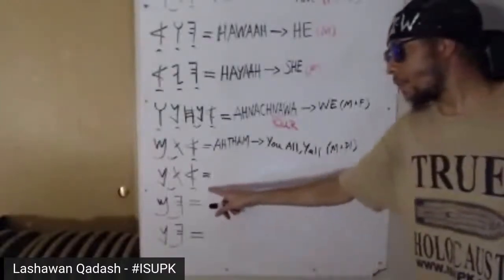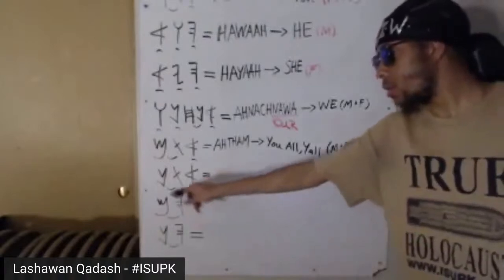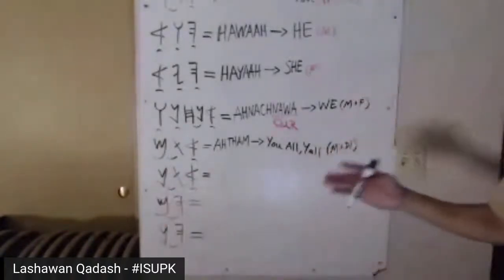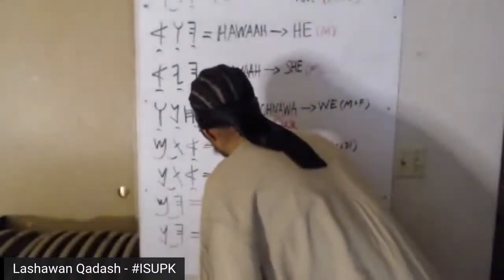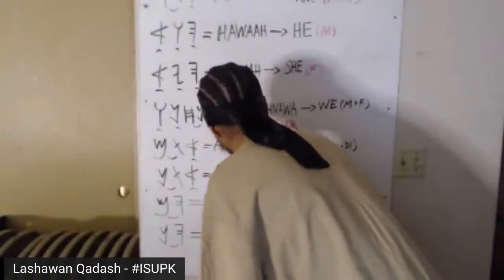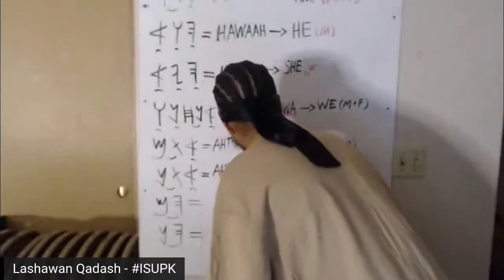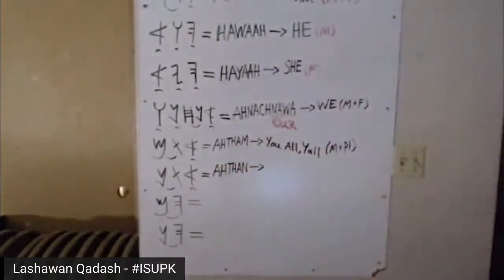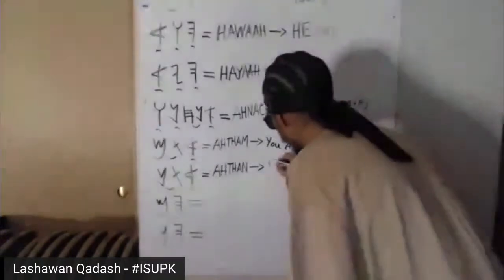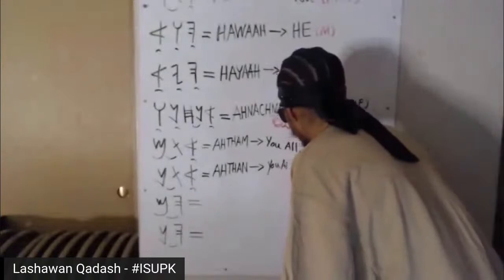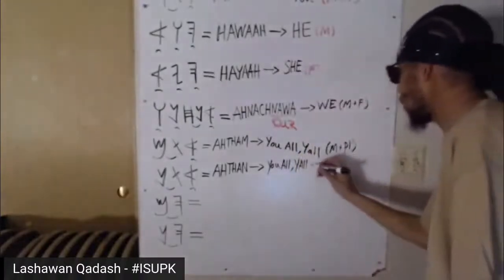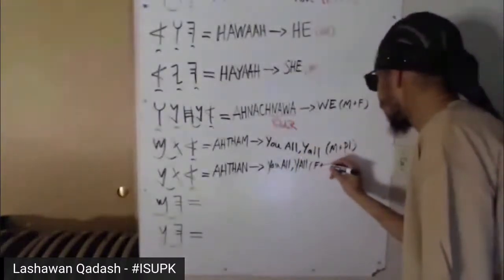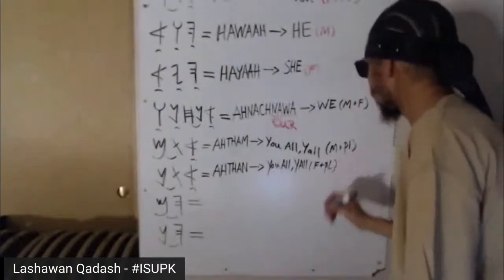Let's go to the next one. Everything's the same. You got the A and the th, but at the end you have an n. So it's going to be a thun. All right. And once again, it's the same thing. All right. And feminine and plural.